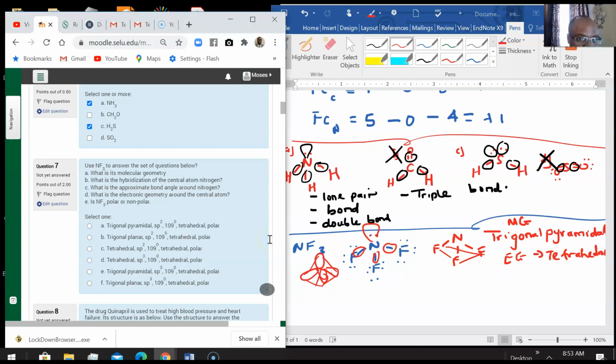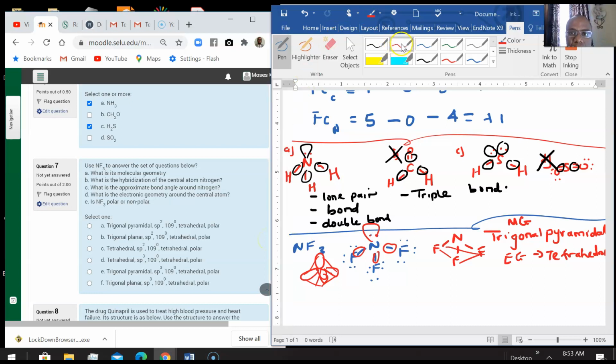Now, what is the hybridization? Hybridization goes with electron geometry. So if the EG is tetrahedral, we definitely know that hybridization is sp3, because you see the circled parts, you have 4 electron domains. So 4 electron domains help you to know that it's sp3, because you have an s and 3 p's. Okay.